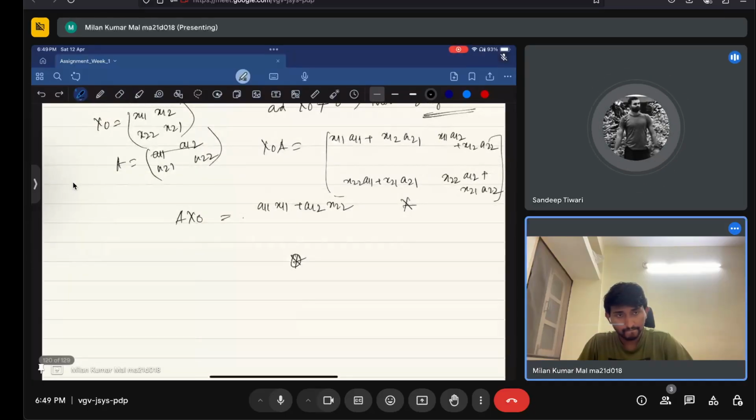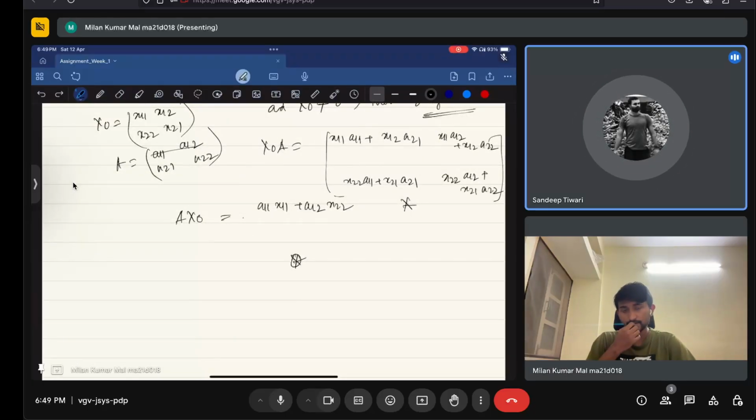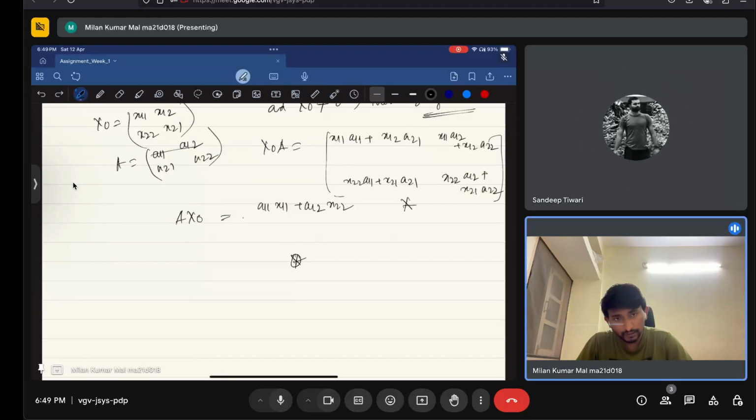Because, sir, it is given that AX minus XA is equal to A, and if we take trace of both sides, sir, then we will get that trace is 0. That is what I'm just trying to calculate.